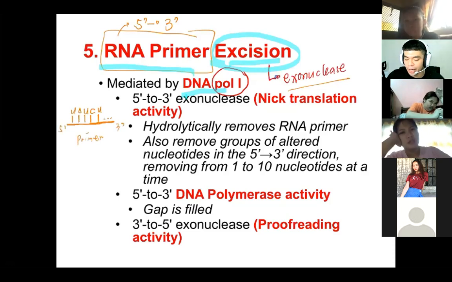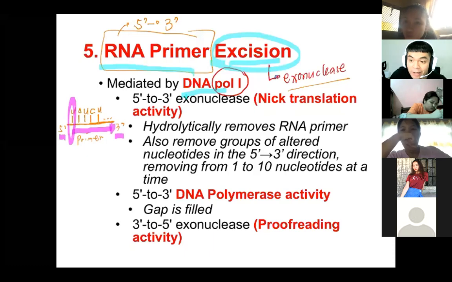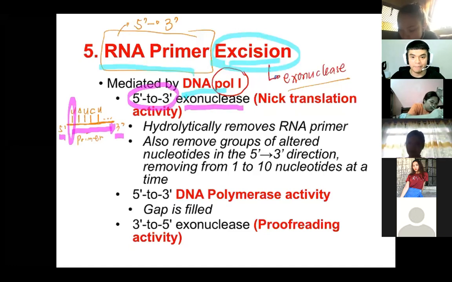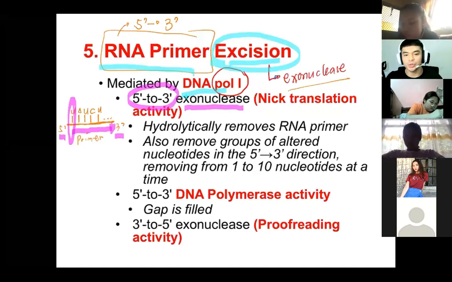So ano pong gagawin ng DNA polymerase 1? Ang DNA polymerase 1, siya yung magre-remove ng bawat nucleotide. At ang direksyon ng pag-alis niya mula 5 hanggang 3. So papunta dito, 5 to 3. Kaya meron siyang 5' to 3' exonuclease action.